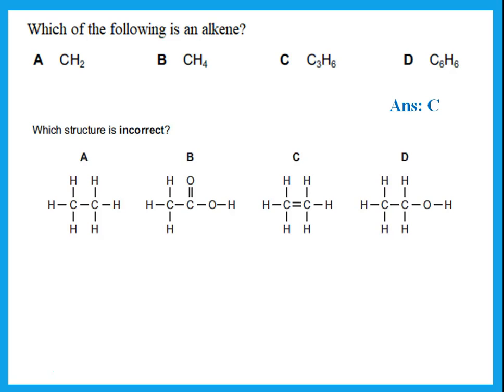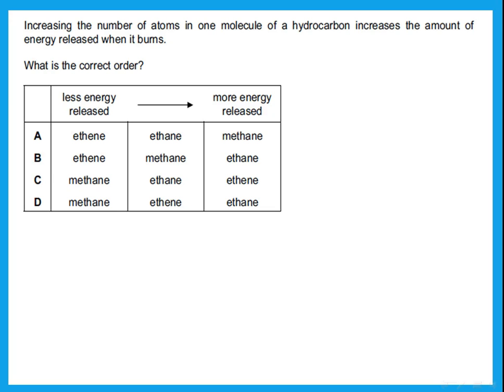Which structure is incorrect? Again, I'm going to remind you that each carbon must have only a total of 4 bonds coming out of it. So each carbon must have 4 lines coming out of it. Any more would be wrong. So C, the carbons have too many bonds. Each carbon has 1, 2, 3, 4, 5 bonds. That's not right. We must have only 4.